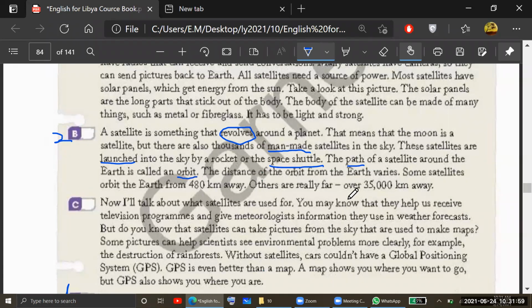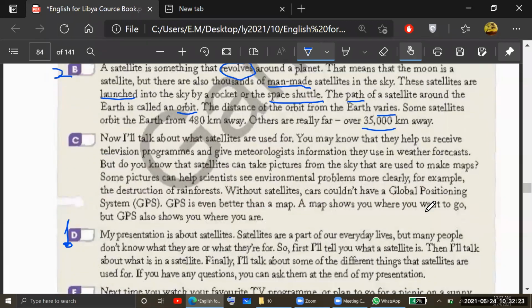حقيقة في كلمات حلوة كتير النص. The distance of the orbit from the Earth varies, يتغير. Some satellites orbit the Earth from 480 kilometers away. Others are really far, 35,000 kilometers away.